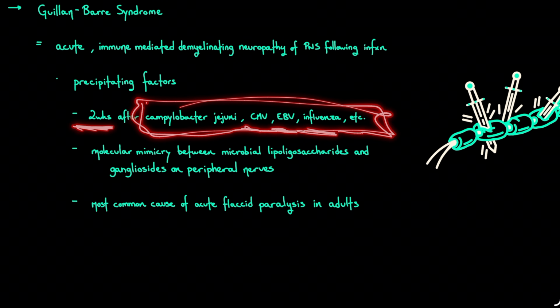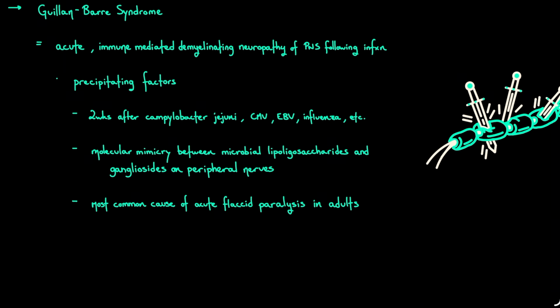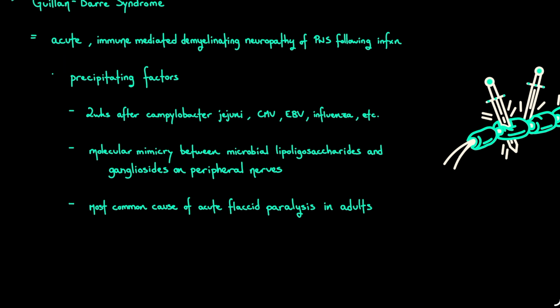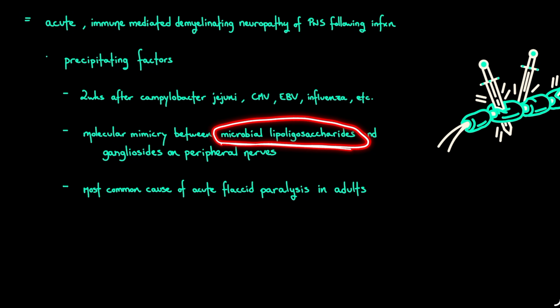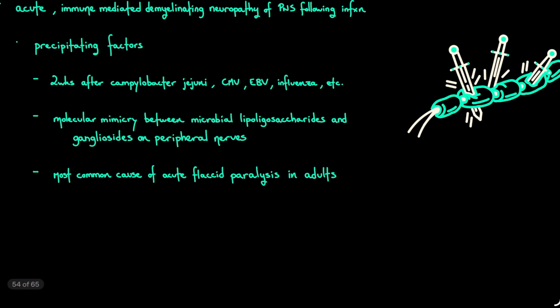You had some prior sickness that tricked your immune system. What do I mean tricked? This is a perfect case of molecular mimicry. We have a confusion between microbial, big word here, lipooligosaccharides, and the gangliosides on your peripheral nerves. Lipo, fat, oligo, like a small chunk, and saccharides is sugar. So just a fatty sugar membrane tag. Don't overthink it. Ganglioside, so another sugar tag.